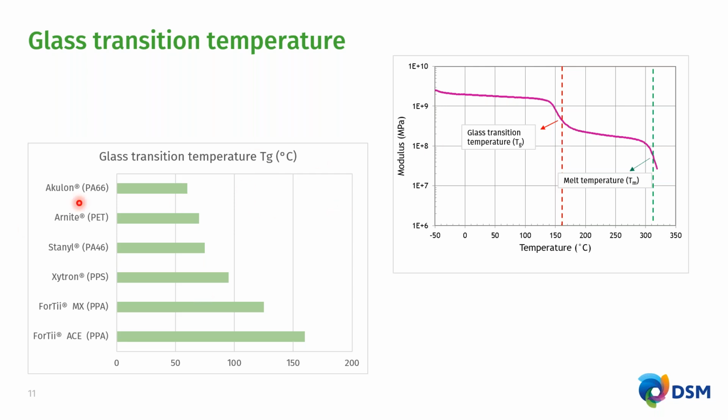And I put together glass transition temperatures of different polymers that we have, and right at the bottom you see 4T ACE, which is our PPA, which has a Tg, glass transition temperature, of 160 degrees C. So a pretty interesting material for high temperature mechanics.